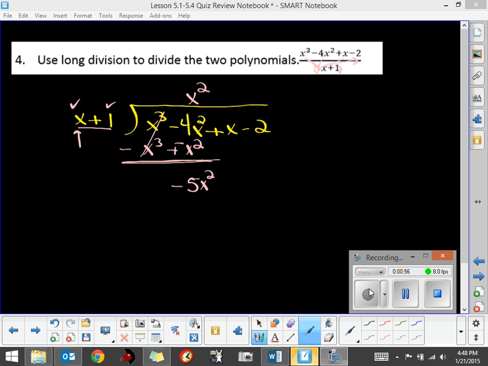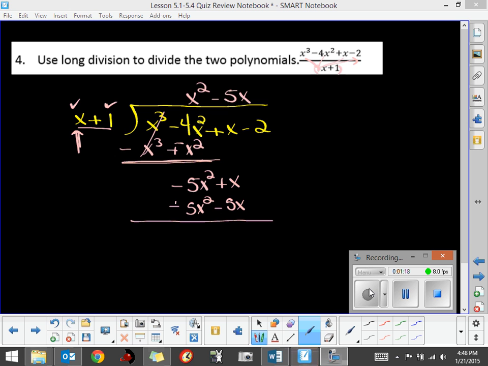Just as we do in any other division, we bring down our next number. In this case, it's a term of x. And we start asking the question, key in on this x. What do we multiply x by to get a negative 5x squared? You'd have to multiply that by a negative 5x. A negative 5x times x is a negative 5x squared. Then you got to take the negative 5x times the 1, which will be a negative 5x.